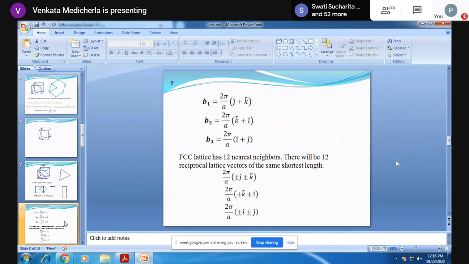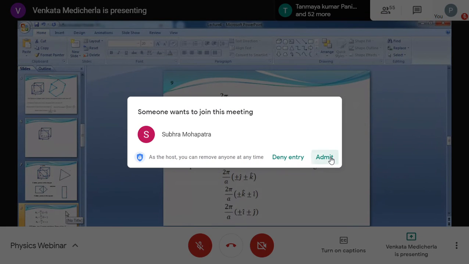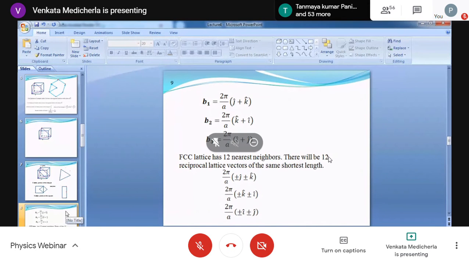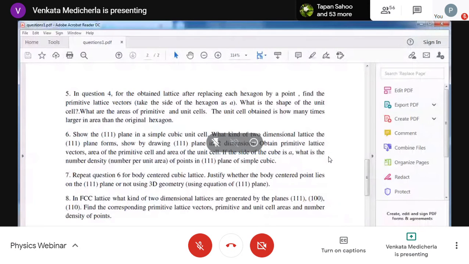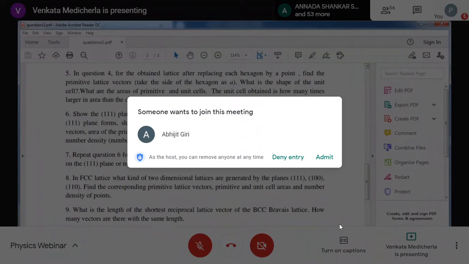Now, I did not put the question here. So here, question number 9. What is question number 9? Question number 9 is, what is the length of the shortest reciprocal lattice vector of the BCC primitive lattice? First, we start with the BCC primitive lattice and reciprocate it. Once you reciprocate, you will get FCC, that we know already. How many vectors are there with the same length? Let's look at that. It's very easy.